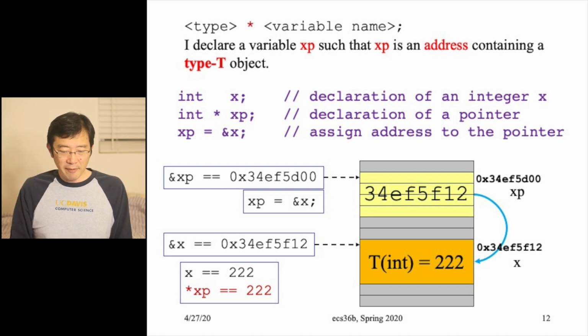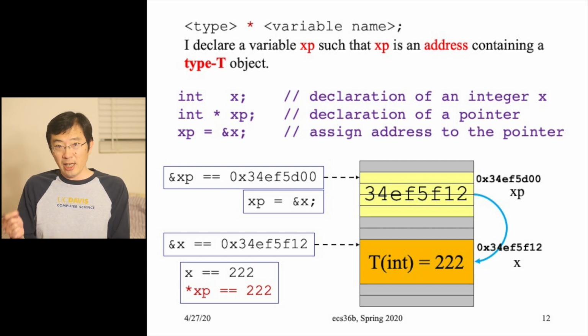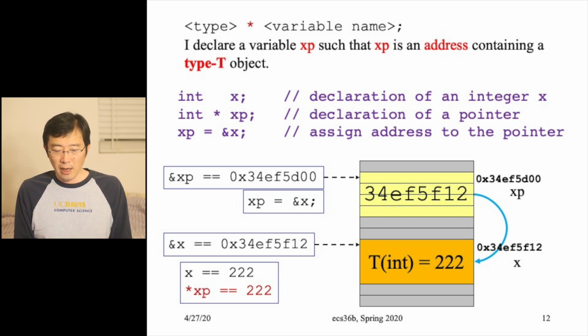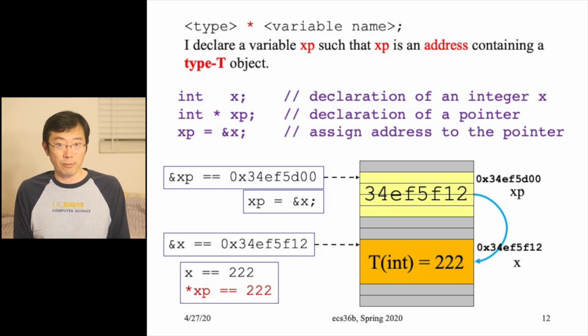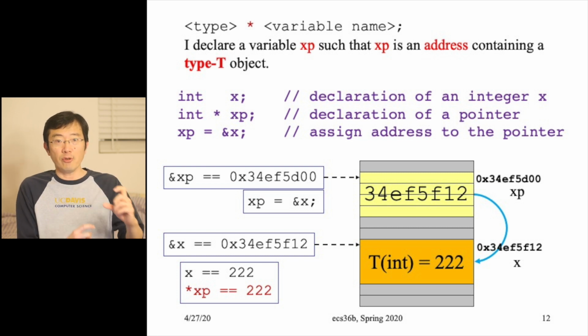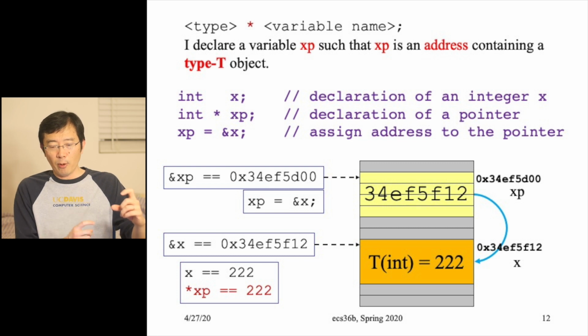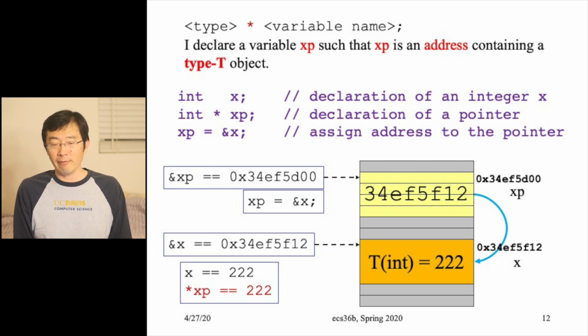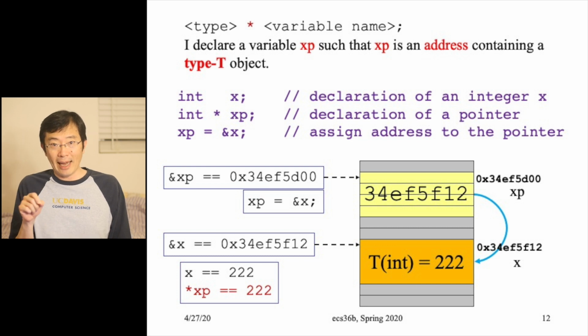But then the variable x itself. XP is a variable, x is also a variable. Each variable needs 4 bytes. That's why x also has 4 bytes, starting with 0x34EF5F12. So there are two regions of 4 bytes: the first 4 bytes are allocated for XP, and the second 4 bytes are allocated for x itself.